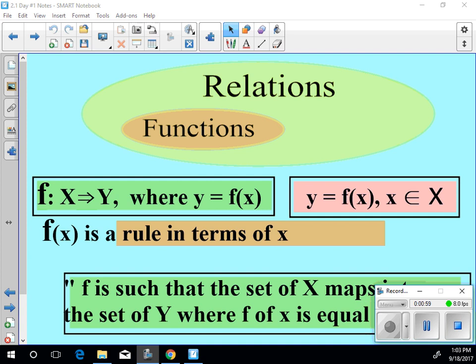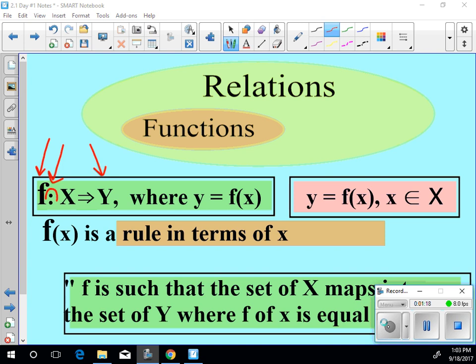Okay, everything you see up here right now with all this crazy F colon X maps to Y, all this stuff, this is all just verbiage for functions. So all that this means is some function F such that all the x's in the domain map to these values in the range. So y is kind of like our range, and x is like our domain.